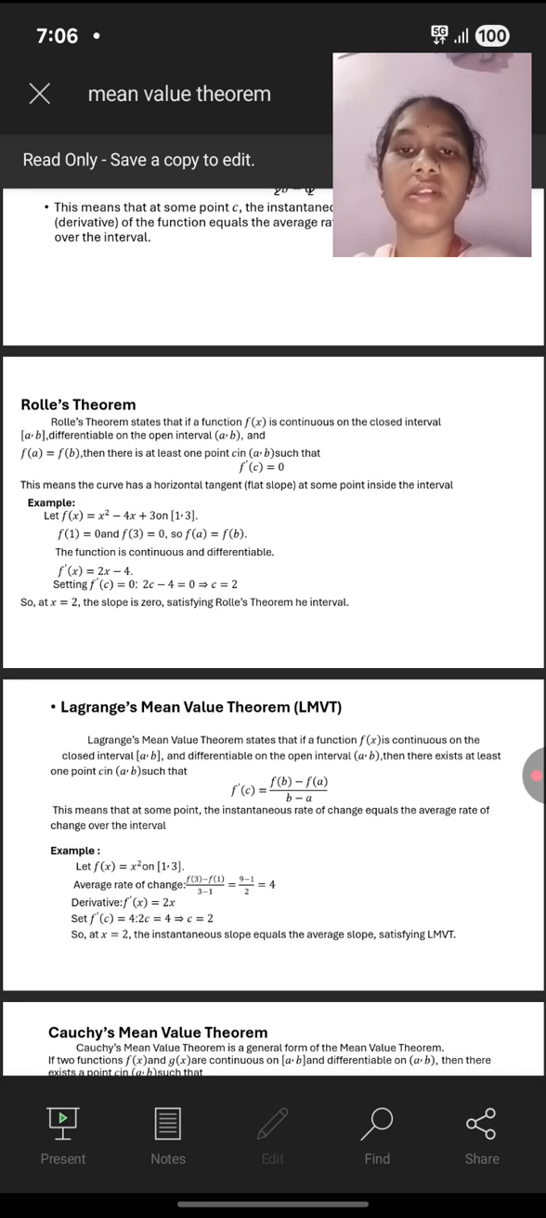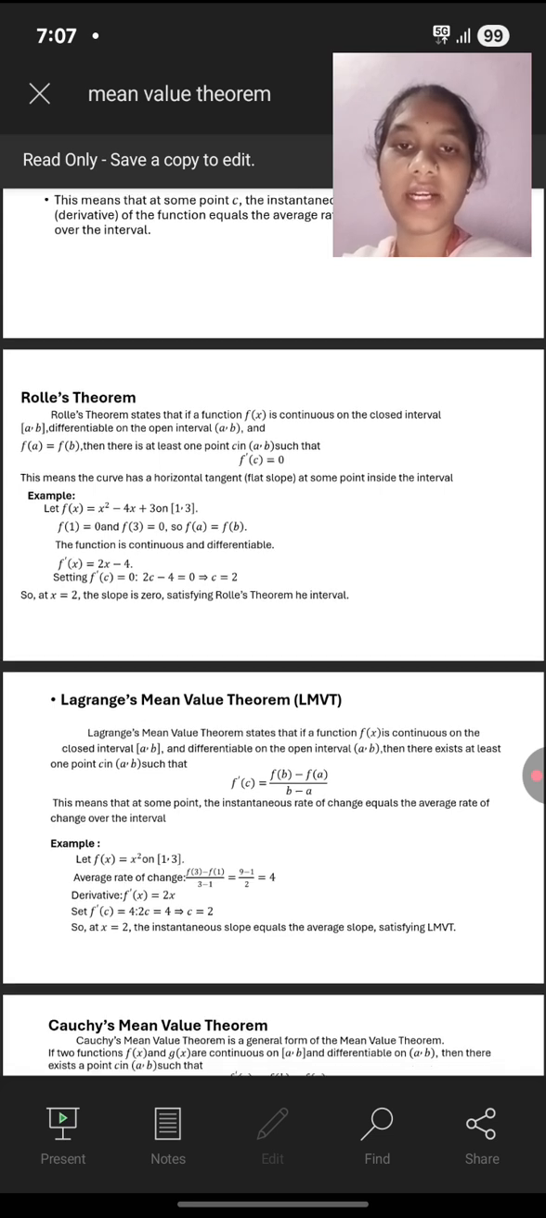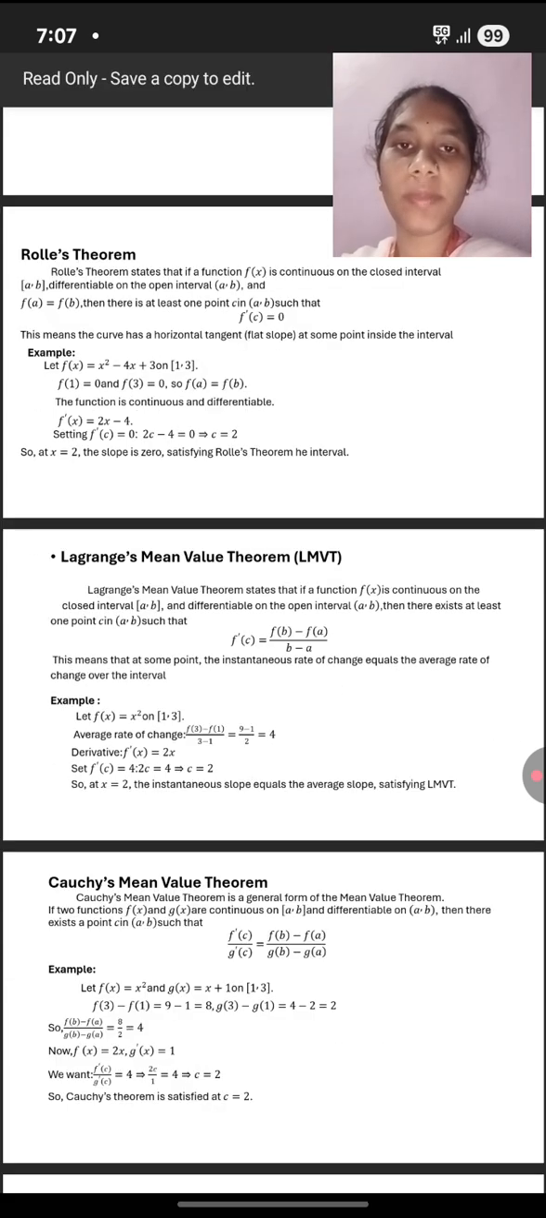Rolle's theorem. Rolle's theorem states that if a function f(x) is continuous on the closed interval [a, b], differentiable on the open interval (a, b), and f(a) = f(b), then there is at least one point c in (a, b) such that f'(c) = 0. This means that the curve has a horizontal tangent, that is slope zero, at some point inside the interval.